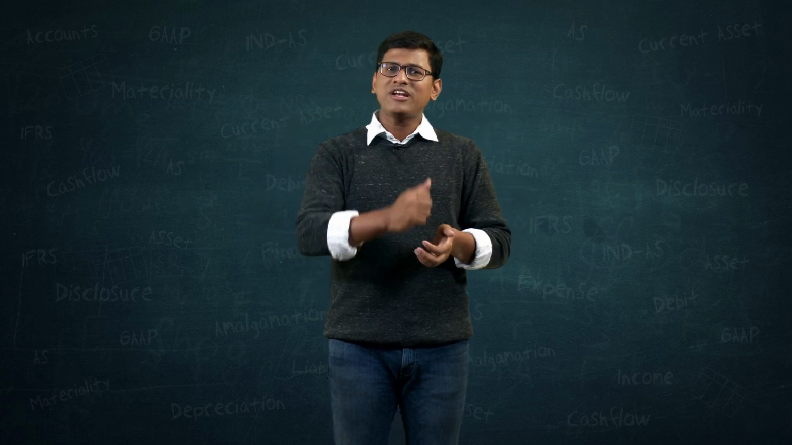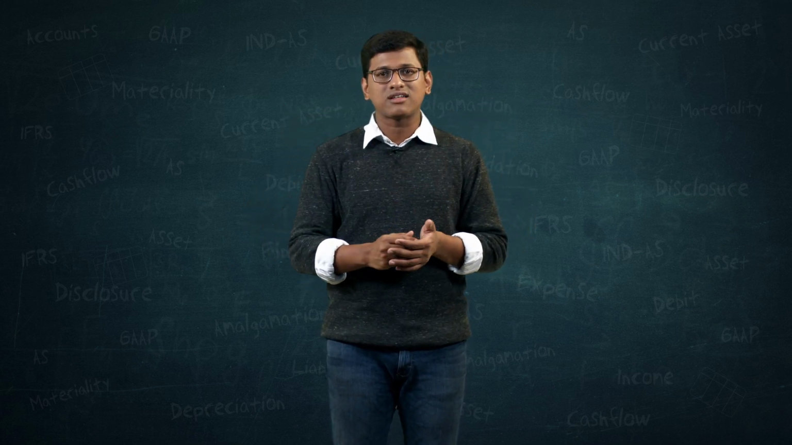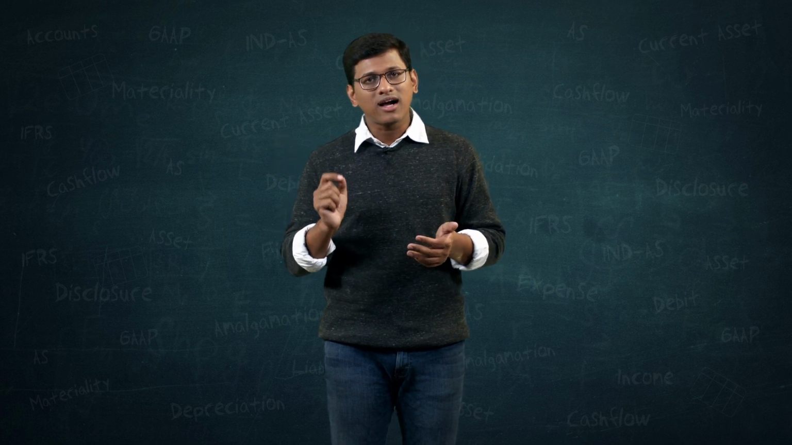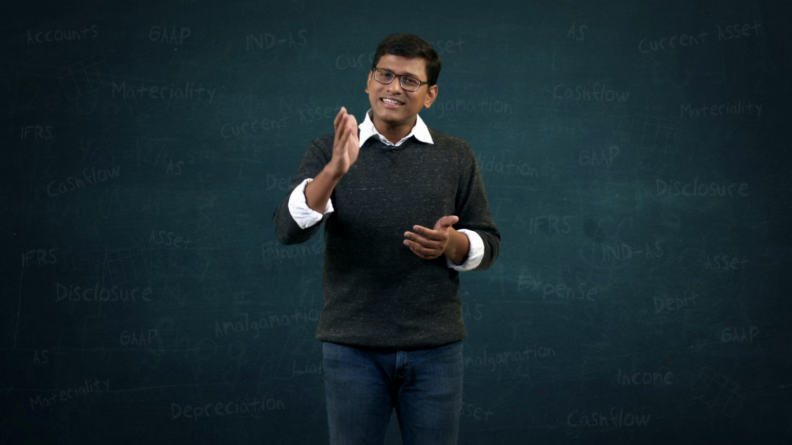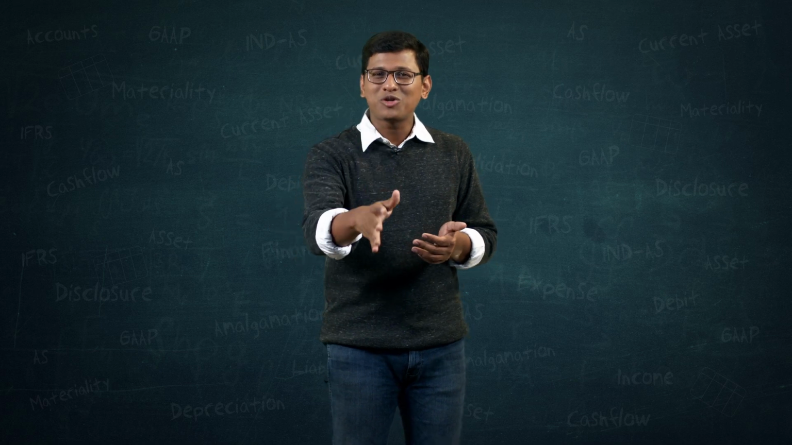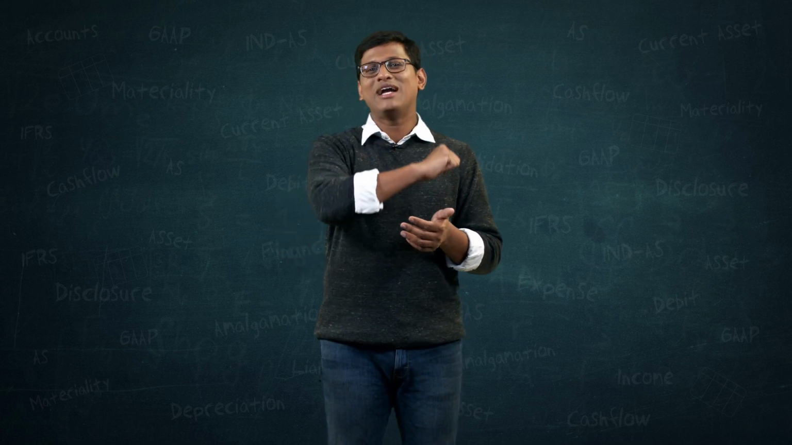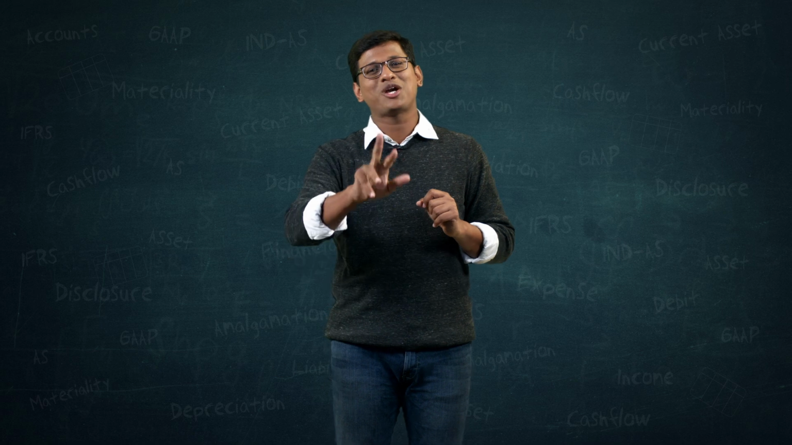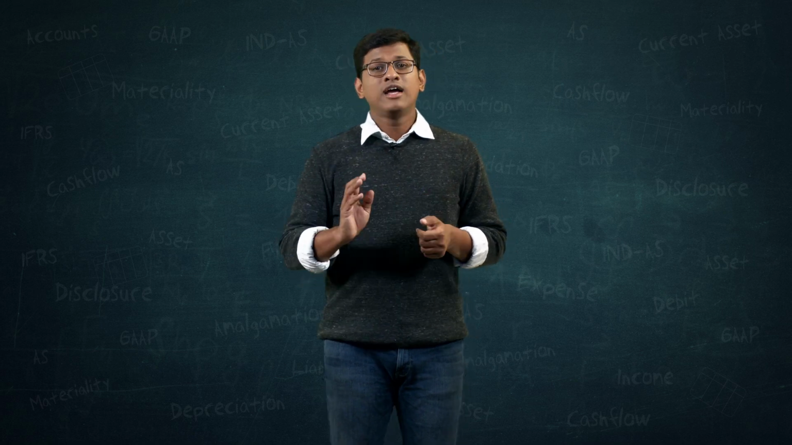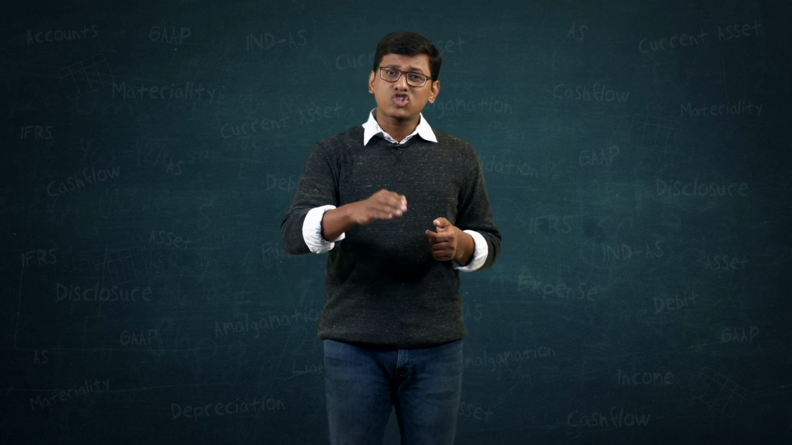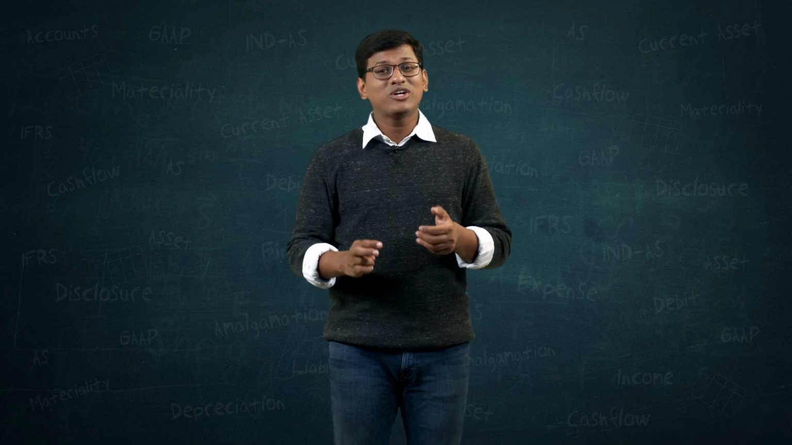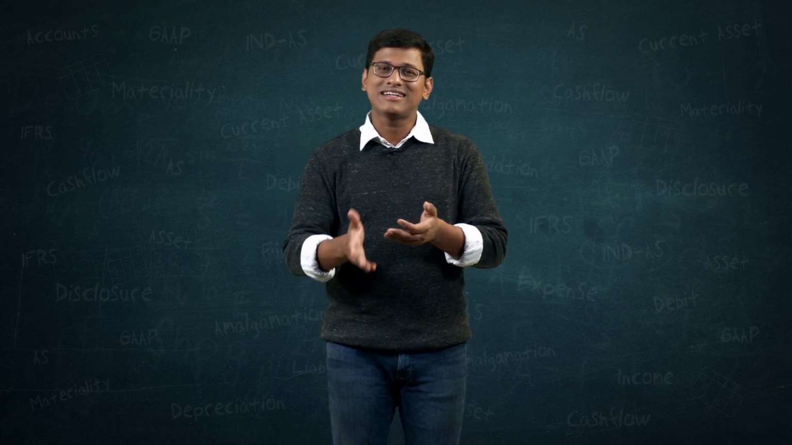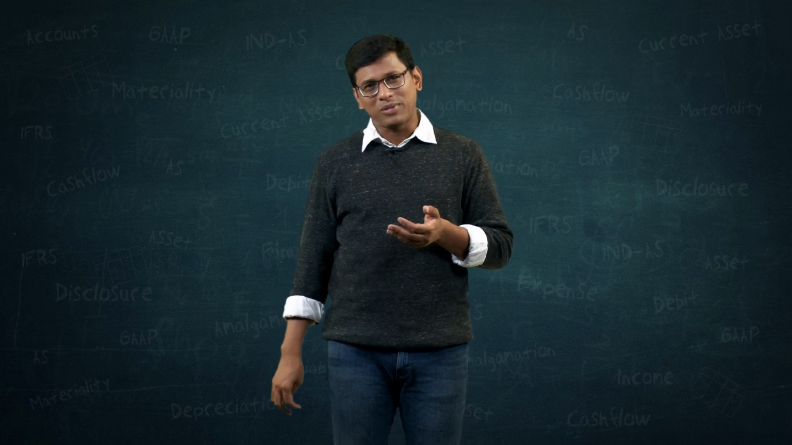Now, what will happen if the car is not a qualifying asset? When you take a loan to buy a car, the interest cost that you have to pay on that loan should be debited to P&L. It should not be added to the qualifying asset. It should not be debited to the asset. When can we debit interest cost to the asset account? Only when it is a qualifying asset. So, if the asset is not a qualifying asset, the interest cost will be charged off to P&L.